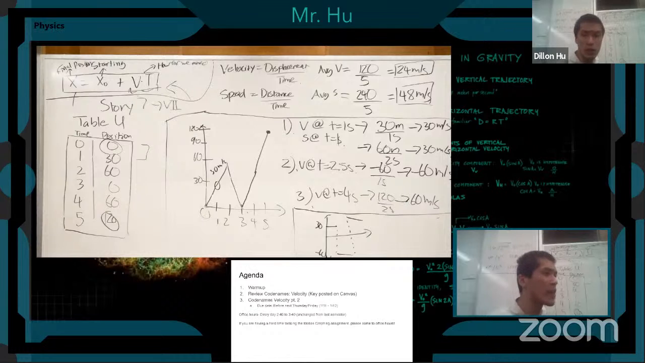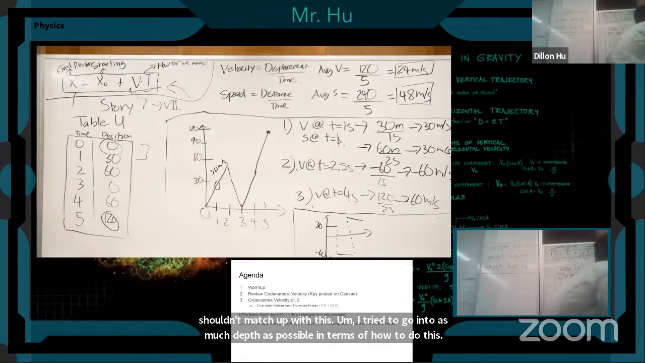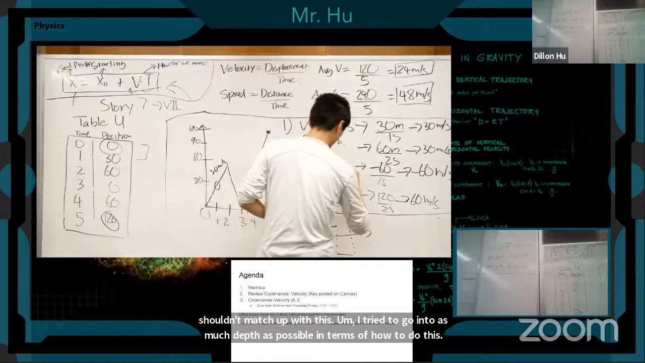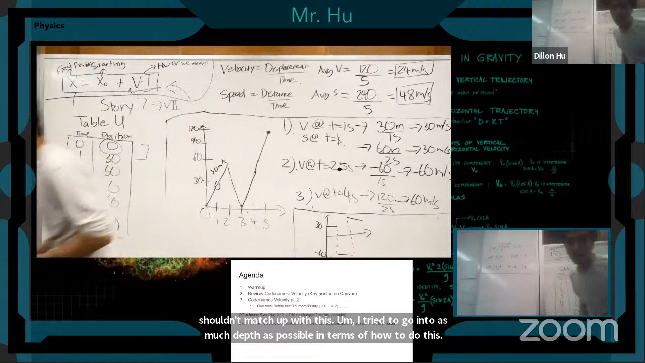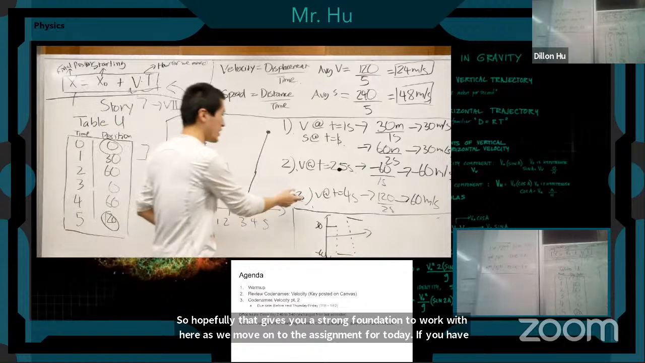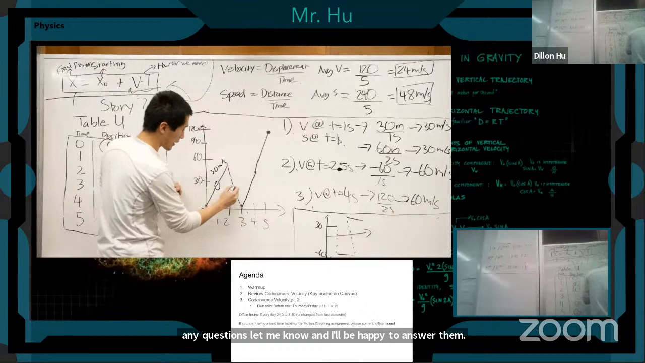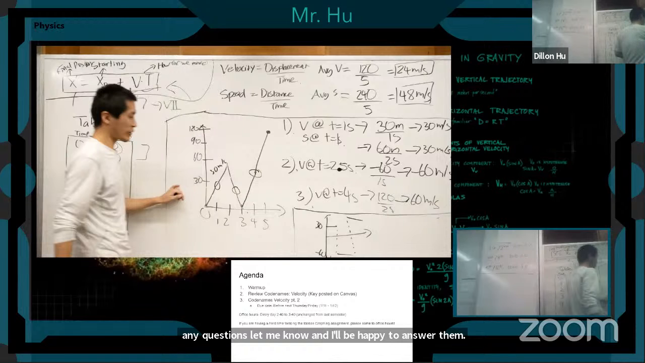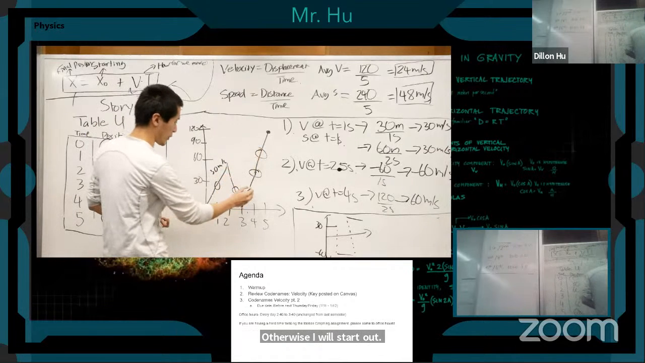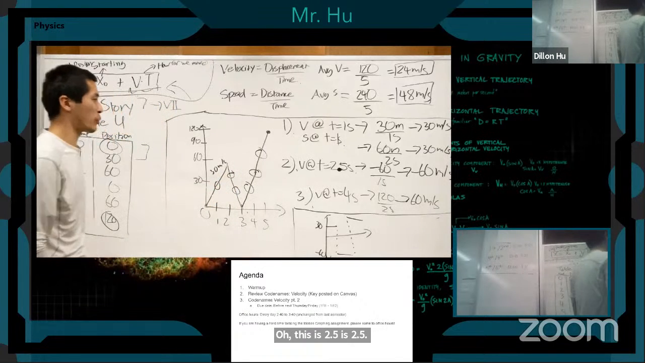Otherwise, I will start. What is v at t equal to 2.5 seconds? This is 2.5. I'm just looking at the velocity at a particular point here. I just picked an arbitrary point. I could have picked 4.5. I could have picked 3.5. I could have picked 2.25. I just picked an arbitrary point here.